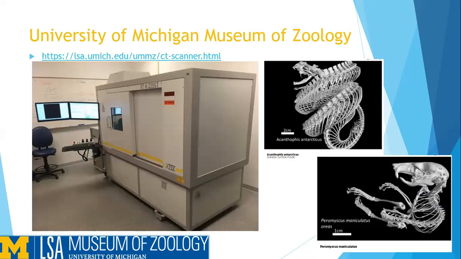Again, we have at the University of Michigan Museum of Zoology a Nikon micro CT scanner. This machine is adequate for scanning anything that can just about fit into a 5-gallon bucket. So we have scanned some relatively large specimens, some large boa snakes, as well as a vulture. So we can get quite a bit of variety and diversity of organisms into our CT scanner to produce data like you see on the right of the screen, those 2 examples that I showed in the previous video.